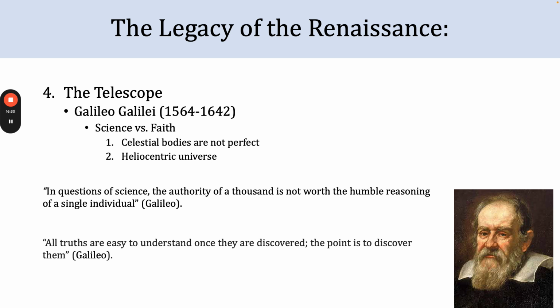And what he argued was that celestial bodies are not perfect, and we live in a heliocentric universe, meaning that the sun is the center of our solar system, rather than what was previously believed, that God created the earth to be at the center of the universe. And he suggests we're not even the center of our own solar system. And so we need to reconcile scientific understanding with faith, and that conflict begins in the Renaissance.